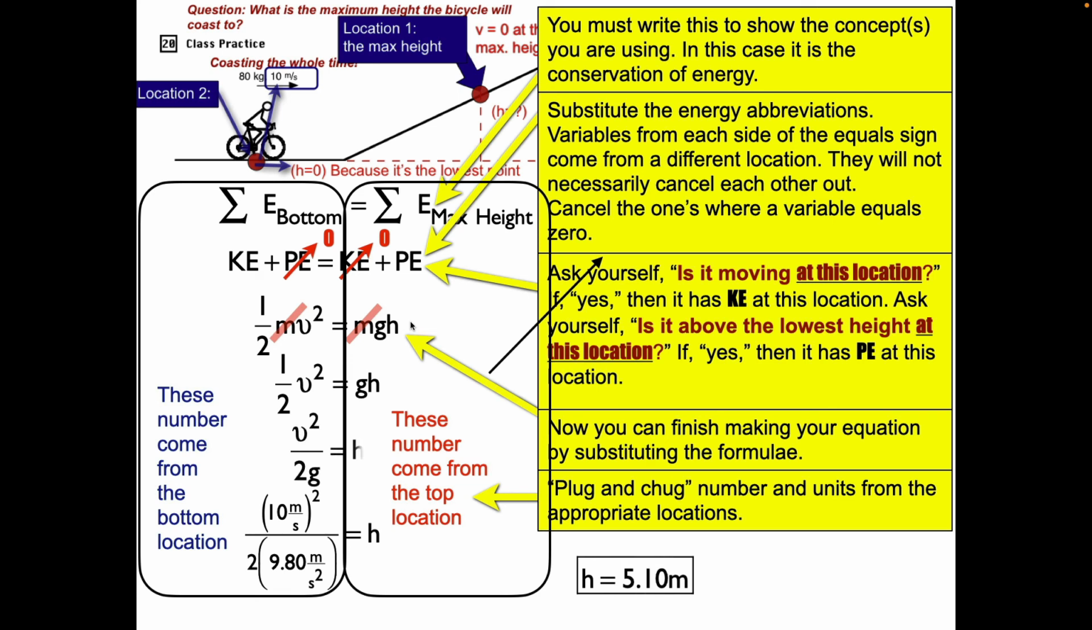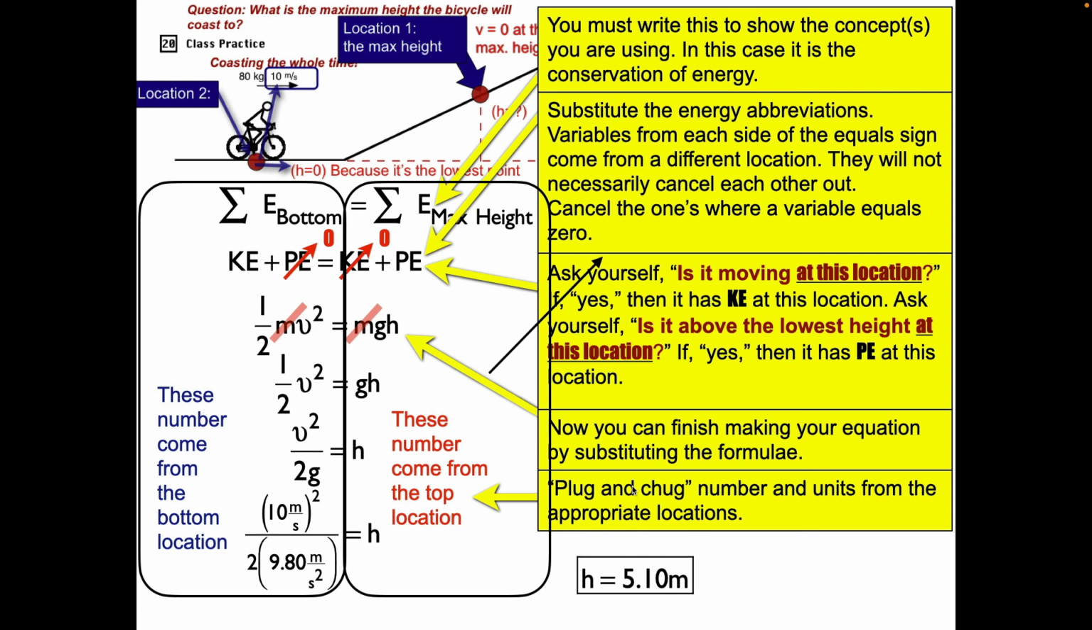So first thing I'll do here is isolate h. h is equal to v squared divided by 2g, dividing both sides by g. And that's 10 meters per second, quantity squared, divided by 2 times 9.8 meters per second squared. And that'll give me the height. When I do the math, I get 5.10 meters. Make sure when you're plugging in numbers, we still plug in numbers and units.